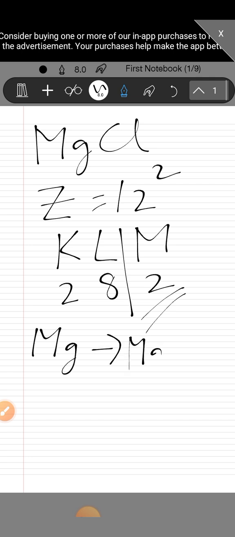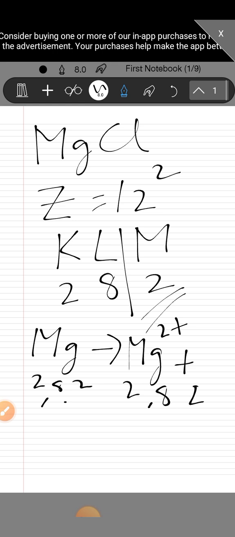So now let us write the final loss and gain of electrons for magnesium. Magnesium loses 2 electrons. You should remember that whenever atoms lose electrons, they get a plus charge, and whenever atoms gain electrons, they get a minus charge. So now here, Mg 2, 8, 2 becomes 2, 8 plus 2 electrons. I hope it's clear. So Mg, magnesium, having the configuration 2, 8, 2, after losing 2 electrons becomes 2, 8 with a 2 plus charge.